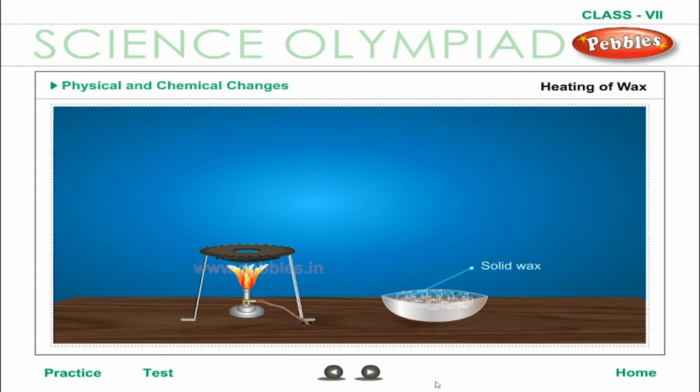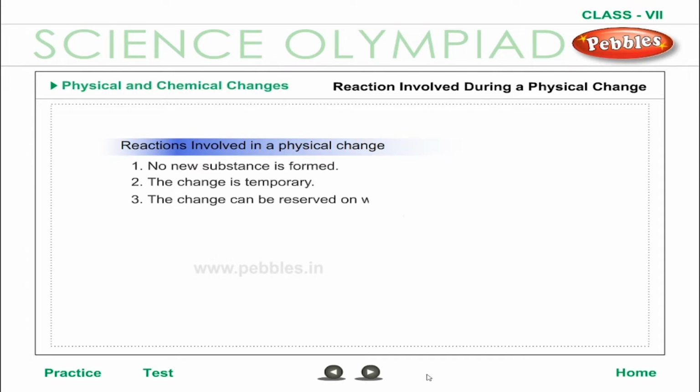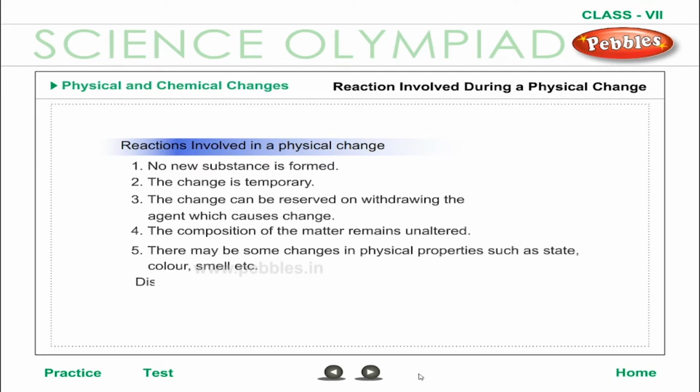Reactions involved during a physical change are shown below. No new substance is formed. The change is temporary. The change can be reversed on withdrawing the agent which causes change. The composition of the matter remains unaltered. There may be some changes in physical properties such as state, color, smell, etc.